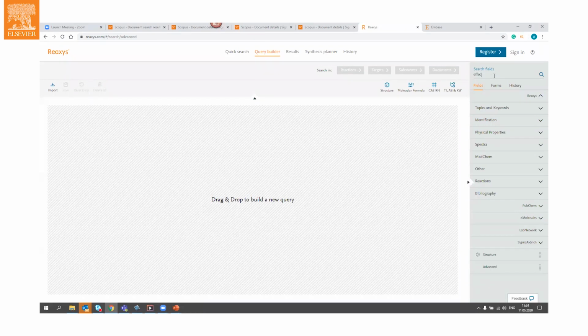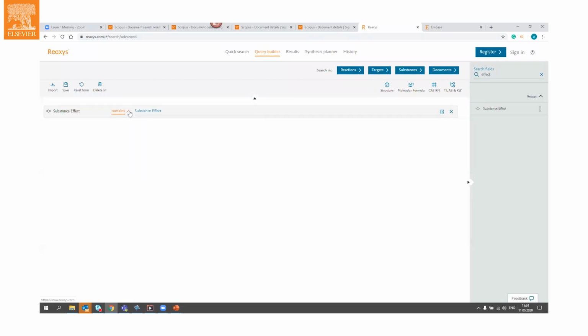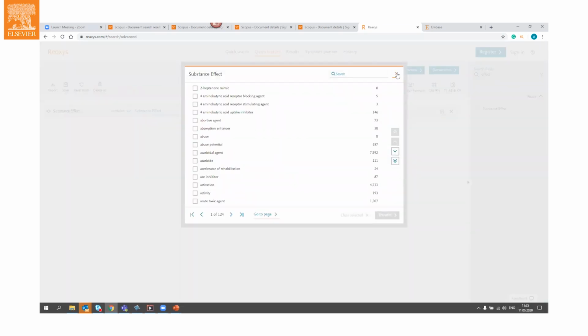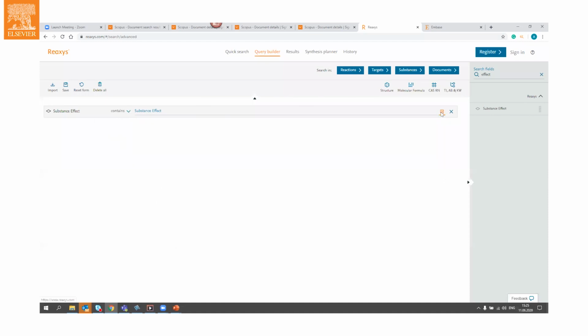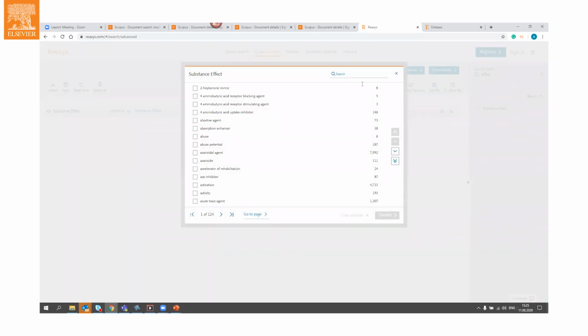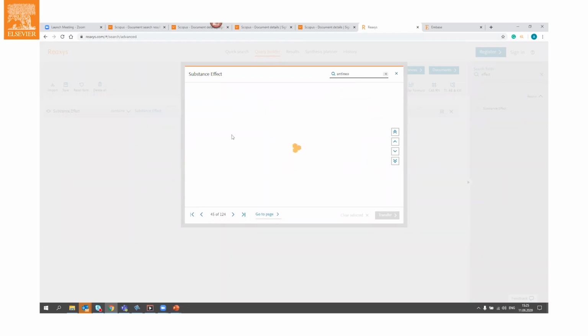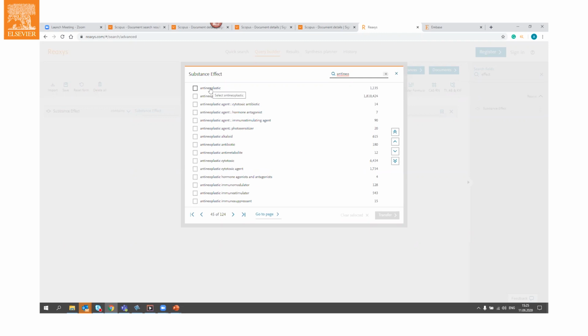Again, type effect, go there, and from here you can browse the different effects. For example, let's focus on the scope of our webinar, but just before it, for example, anti-neoplastic. You see a lot of anti-neoplastic agents, so it can be an anti-cancer drug.